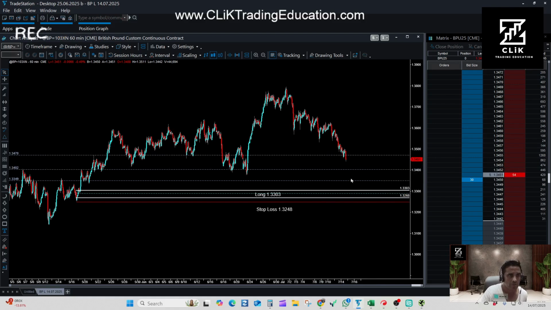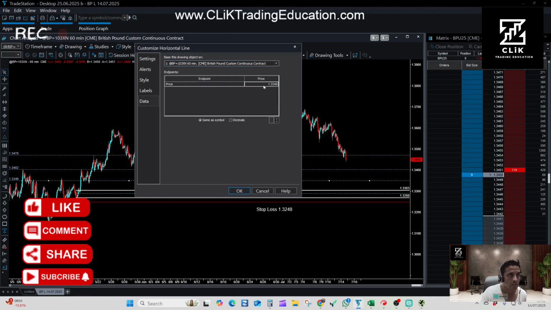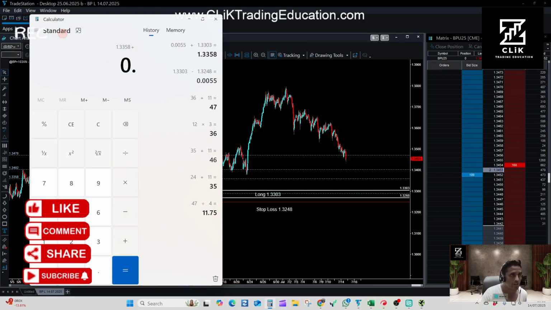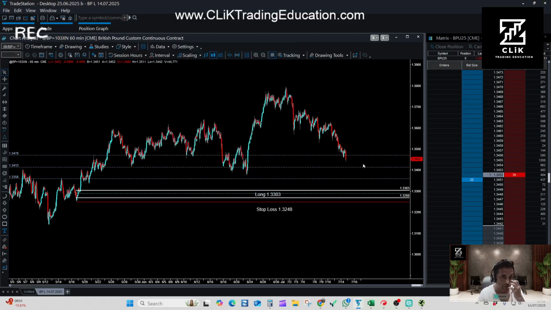and then let's have a look how we'll do this one. We'll do the first one as a 1-to-1. So let's do the maths behind this. Let's clear that off. 1.3303 less 1.3248, which equals 55 pips. Let's add that onto the entry price. That will give us our first target, which will be 1.3358. Yeah, okay, and I think that's about a 3-to-1 there.